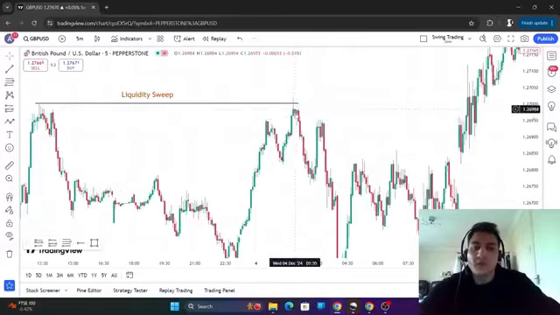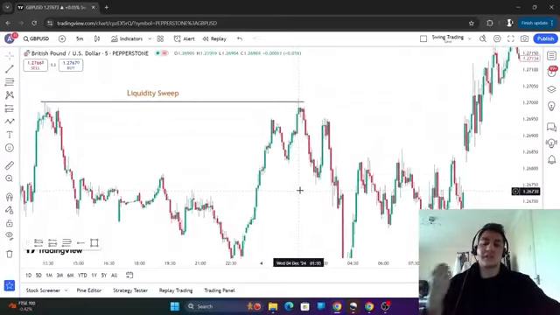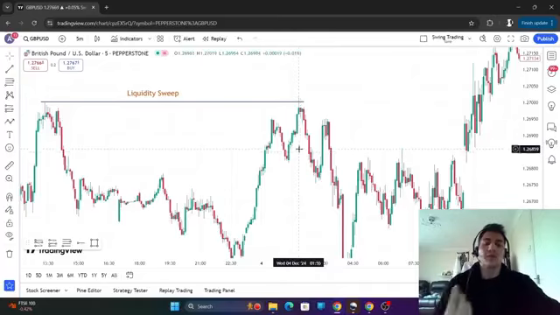You always want to wait, though, for this liquidity sweep. Always wait for some high to be taken out when you're bearish, or wait for some sort of low to be taken out when you're bullish, right? That's the highest probability setup, so make sure you always wait for that.